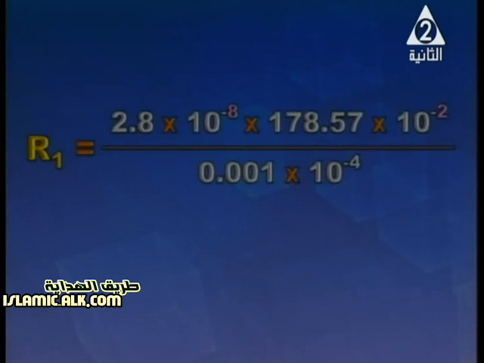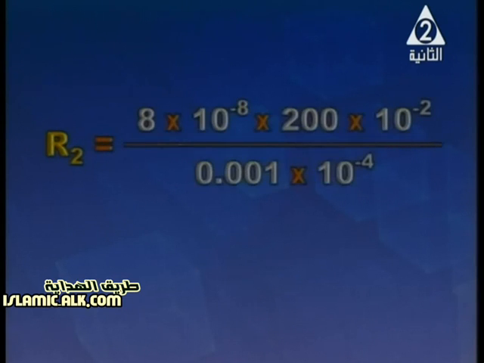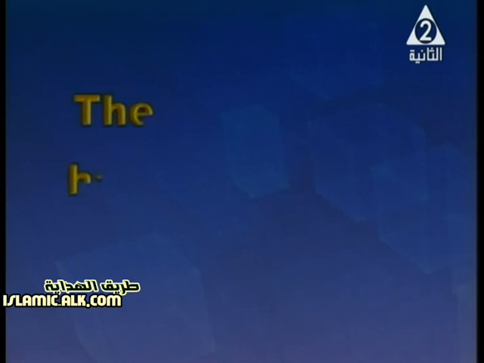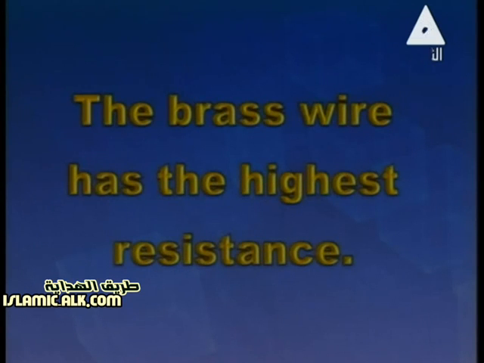Resistance of the first wire: all information is given, but length should be in meter and area should be in meter squared. Resistance of the first wire is equal to 0.5 ohm. This is the resistance of the aluminium wire. Resistance of the second wire, using the same formula, is 1.6. The first 0.5, the second 1.6, third 0.24. So the brass wire had the highest resistance.